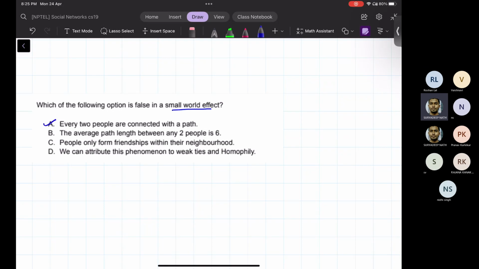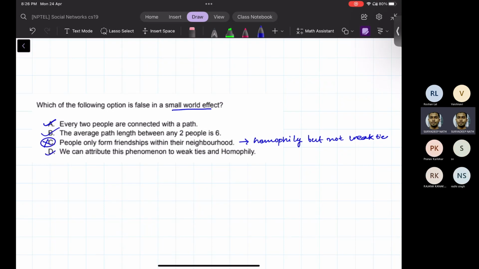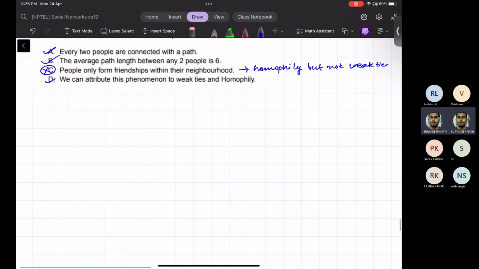Average path length is 6. That is also correct. People only form friendship within their neighborhood. Now this is homophily, but not weak tie. So this option is not correct, and we can attribute this phenomenon to weak ties and homophily, which is by definition. So D is correct. So option C is the right answer, and C is the only false option.